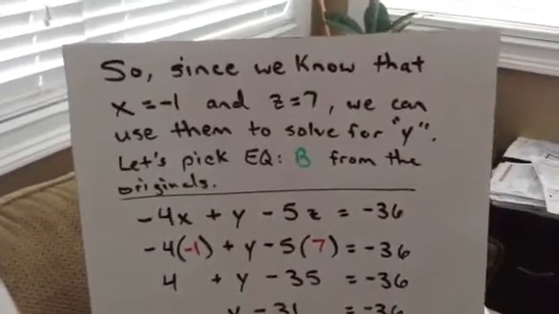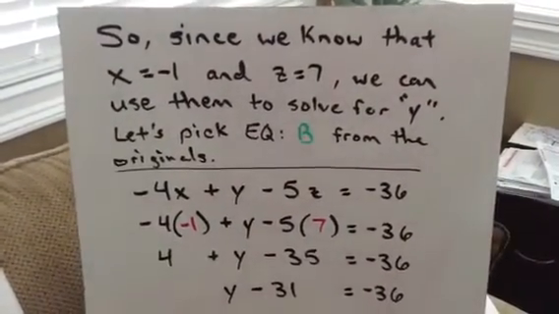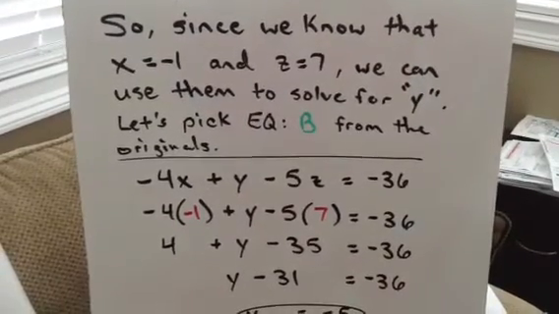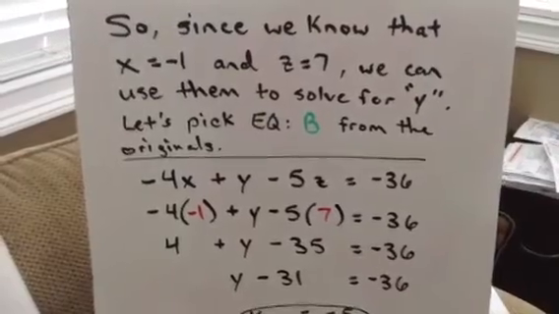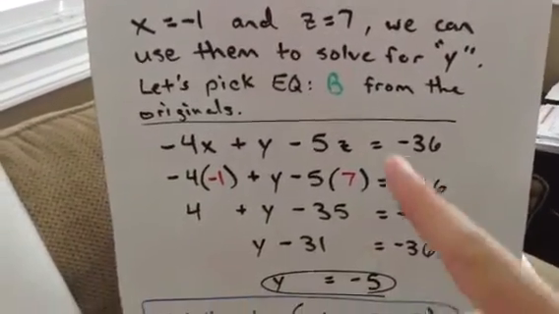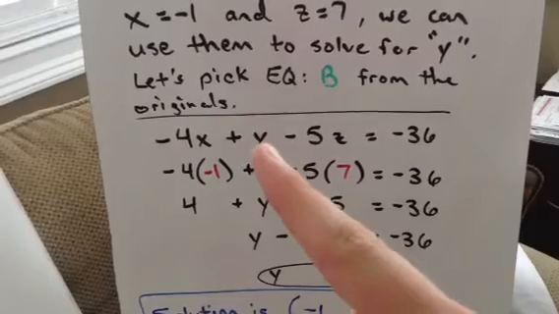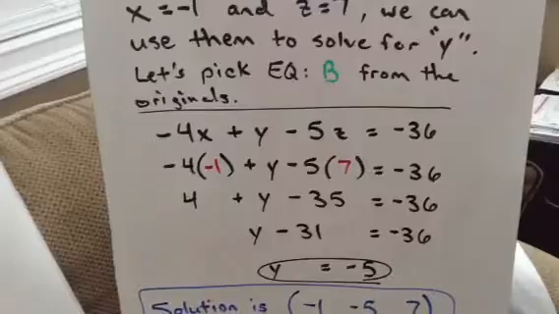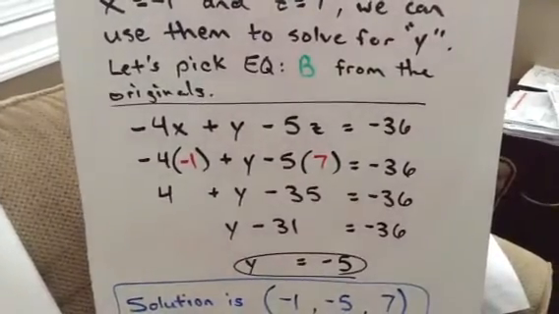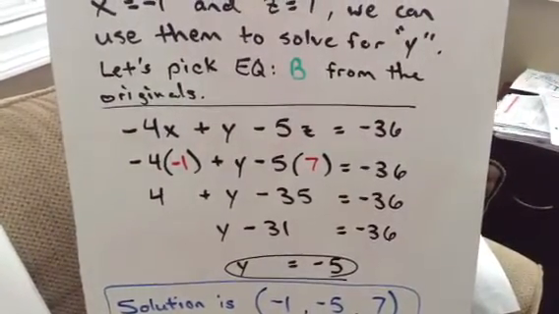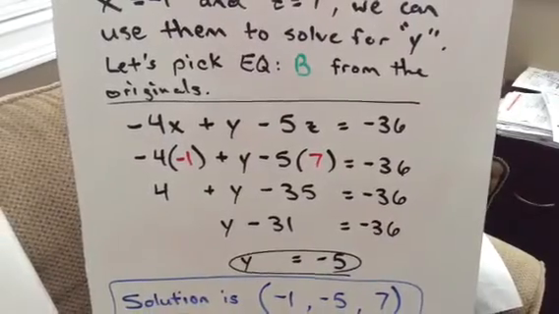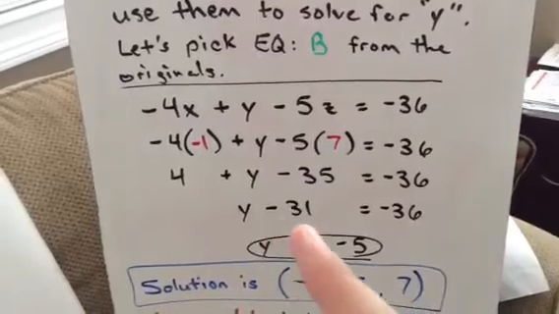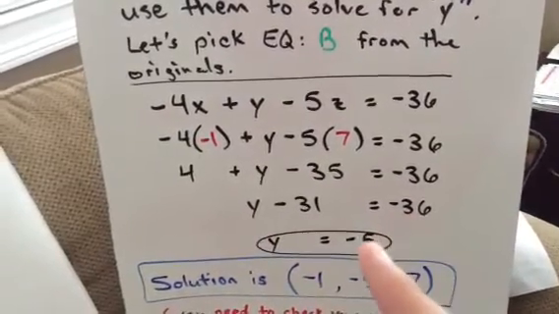So I said, since we know that x equals negative 1 and z equals 7, we can use them to solve for y. So let's pick equation B from the originals. The reason I picked equation B was, again, because the y value is all by itself, kind of just a 1 coefficient. So I solved for it, and I plugged in, you can see in red, the x value of negative 1 and the z value of 7. Alright, I went through that solving process. 4 and negative 35 is negative 31, and I added 31 over here, and I got negative 5.